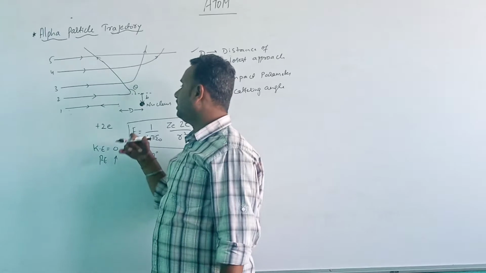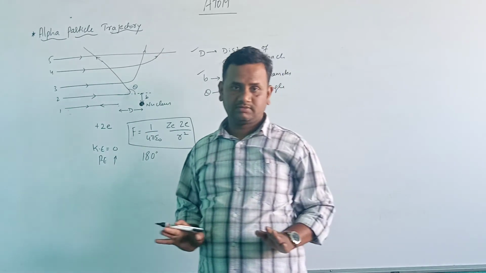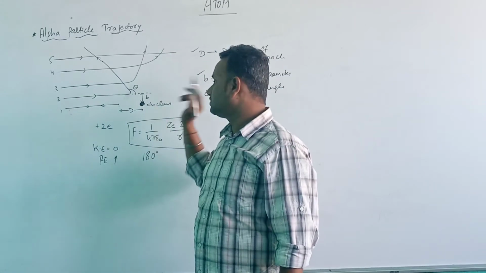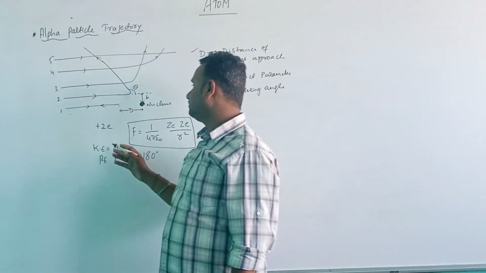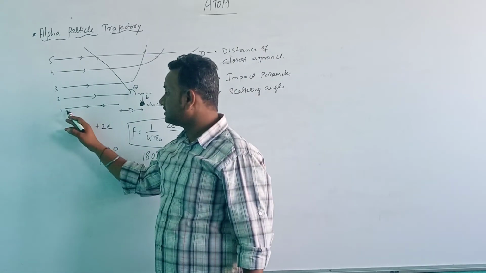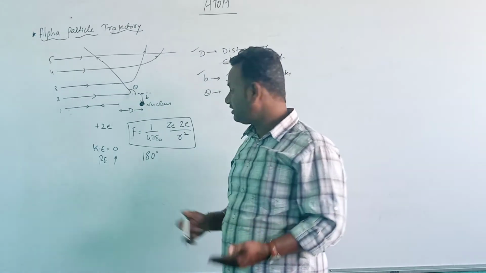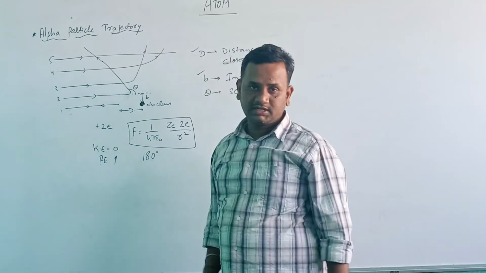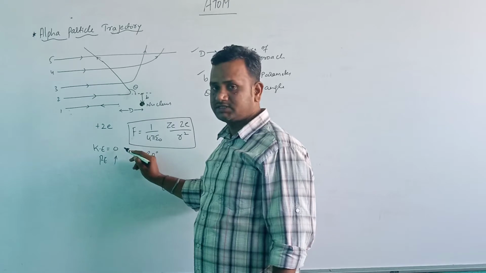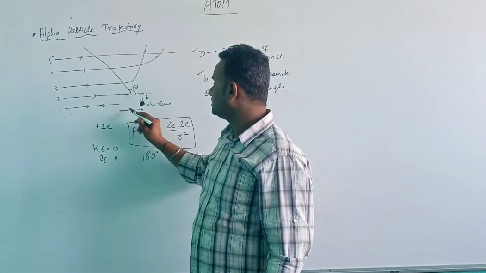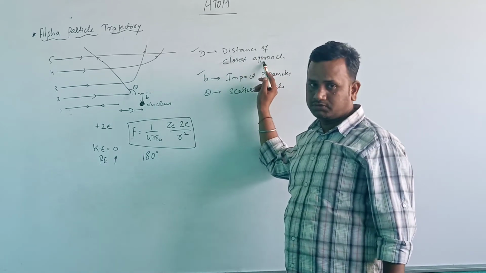As all of you know, the nucleus has a positive charge, and the alpha particle also has a positive charge. That is why the first alpha particle is retracing along the same path, or you can say it is being scattered by an angle of 180 degrees. So this distance, where the kinetic energy becomes zero and the potential energy increases, is called the distance of closest approach.